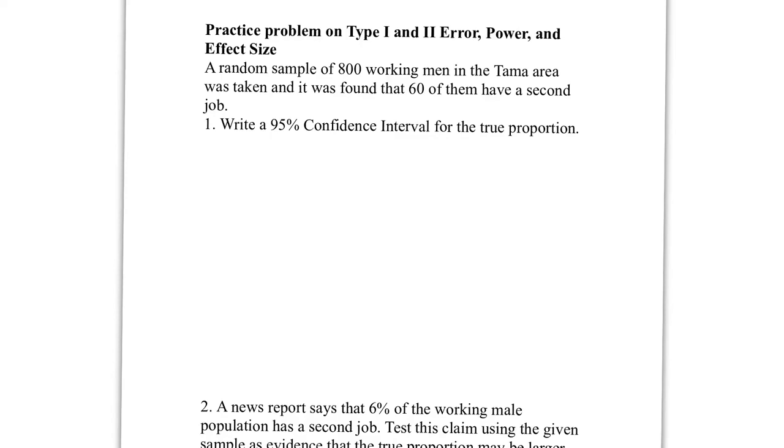Hi, we're going to be doing this practice problem on type 1 and type 2 error and power and effect size. And we'll start with this problem. A random sample of 800 working men in the Tama area was taken, and it was found that 60 of them have a second job. Go ahead and write a 95% confidence interval for the true proportion.